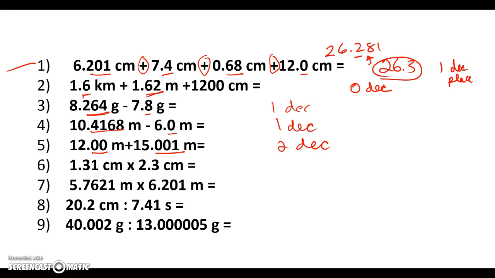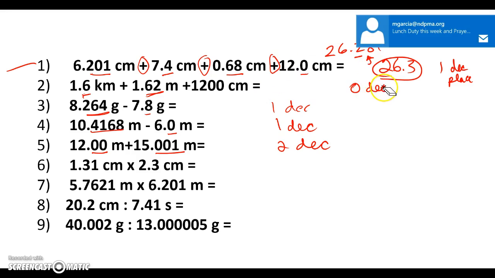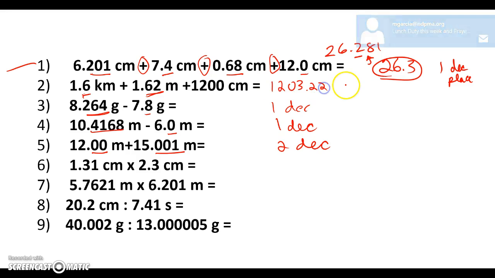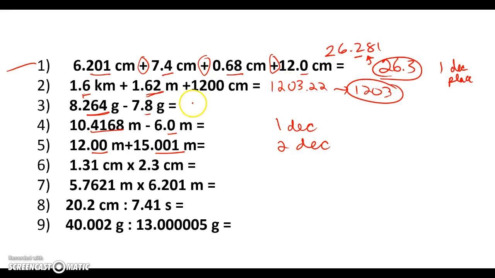Okay, so I'm doing number 2. Here's my calculator answer. I'm going to have 0 decimal places in my answer, so it'll be 1203. Here, 8.264 minus 7.8. I need 1 decimal place in this answer. Watch this. The calculator answer is 0.464. So to have 1 decimal place, I have to look at this. Turns out I'm going to round up, aren't I? That will be my answer.